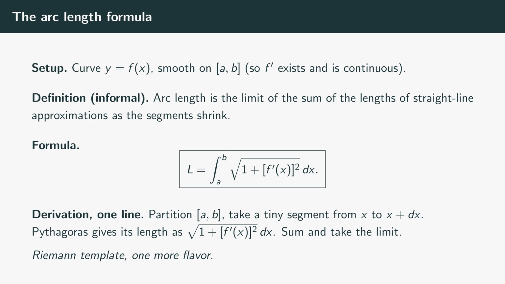The derivation is one line. Partition the interval from a to b into n pieces. On the ith piece, the straight segment approximation has length the square root of delta x sub i squared plus delta y sub i squared, which factors as the square root of 1 plus the quantity delta y sub i over delta x sub i squared times delta x sub i. By the mean value theorem, delta y sub i over delta x sub i equals f prime of x sub i star for some x sub i star in the ith piece. So the sum is the sum of the square root of 1 plus f prime of x sub i star squared times delta x sub i, a Riemann sum for our integral. Take the limit. That's the formula.